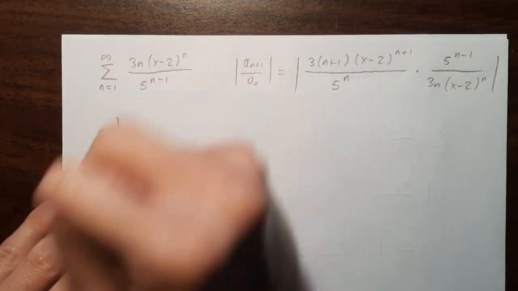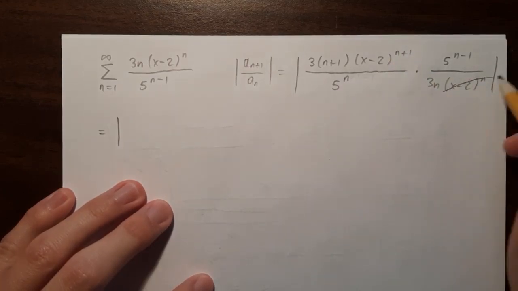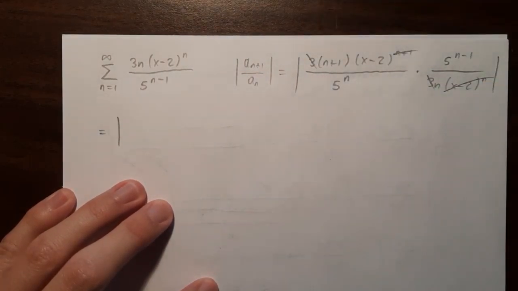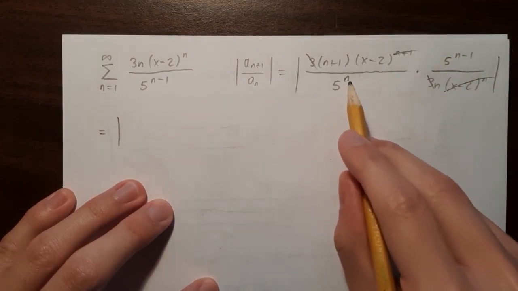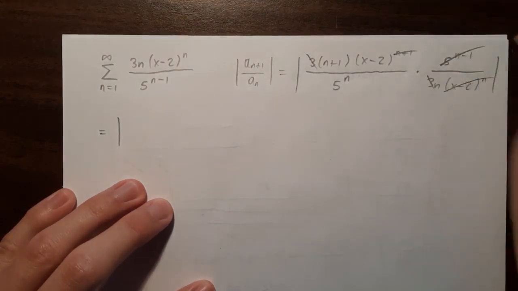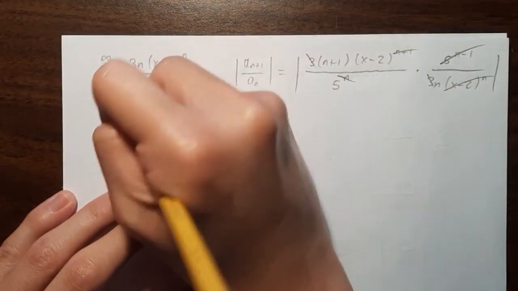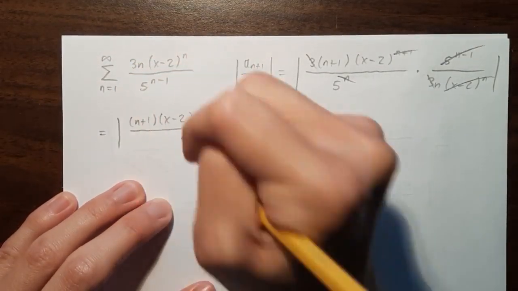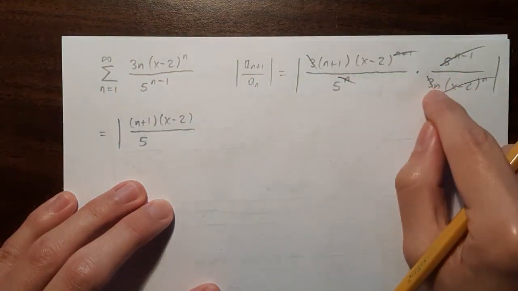Let's cancel some stuff out. We have an n plus 1 exponent here and just plain n down there, so everything except one copy cancels. 3 cancels with 3. Over here we have n minus 1 copies of 5 and n copies of 5 here, so we have 1 extra copy of 5 down here. All of those cancel, and all but 1 cancels down here. I think that's all that we can cancel for now. That leaves us with (n plus 1) times (x minus 2) divided by 5 times n.